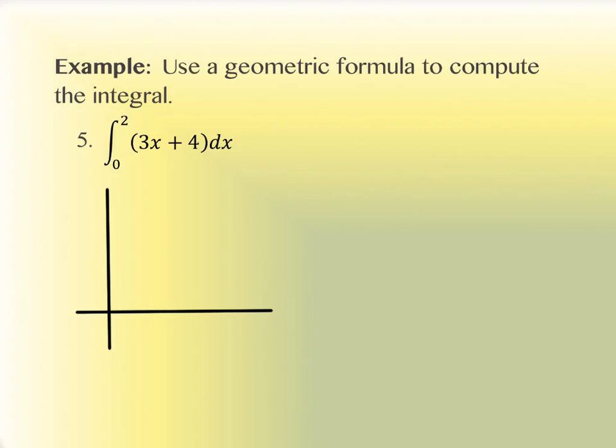When x is 0, what is the y value? 4. So my y-intercept is 4. And when x is equal to 2, what is my y value? 10. So my equation is going to look something like this. And I'm wanting to shade in the area from 0 to 2. So I'll use red here, of this shape.